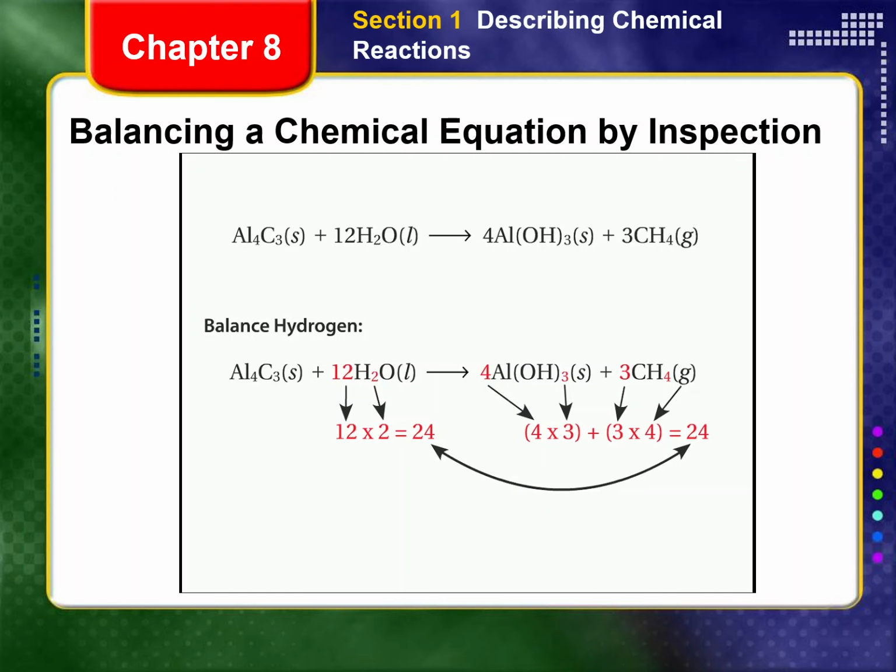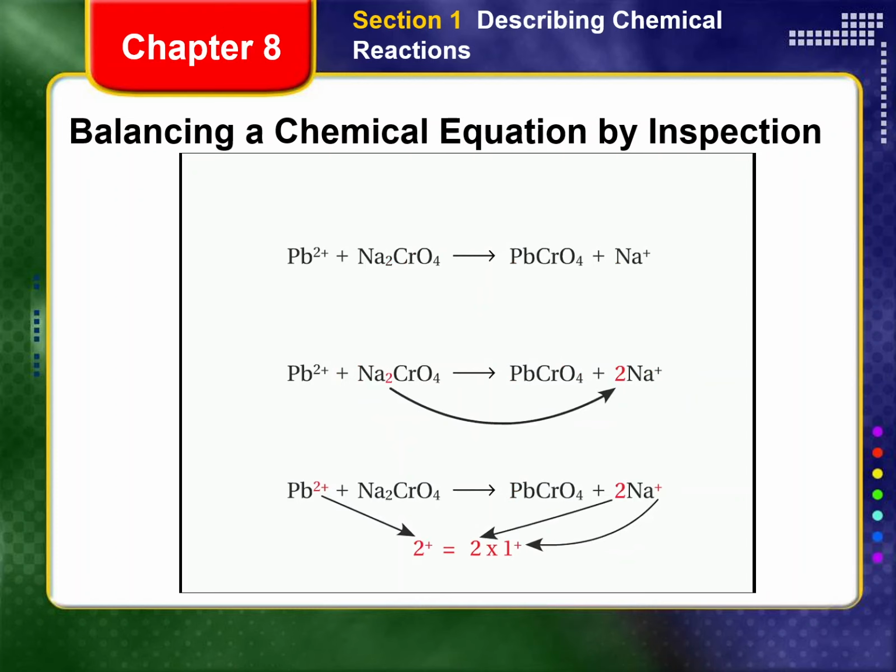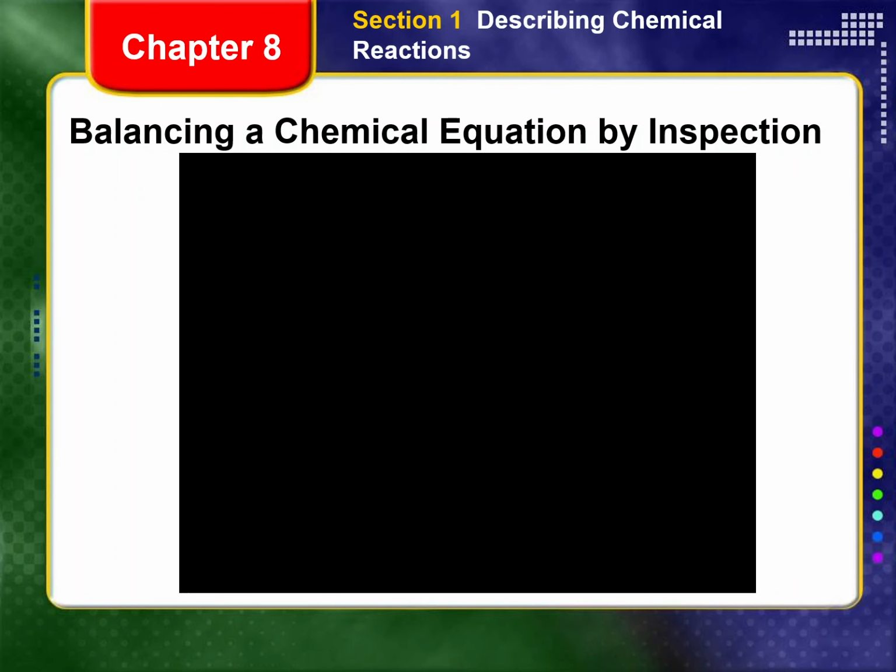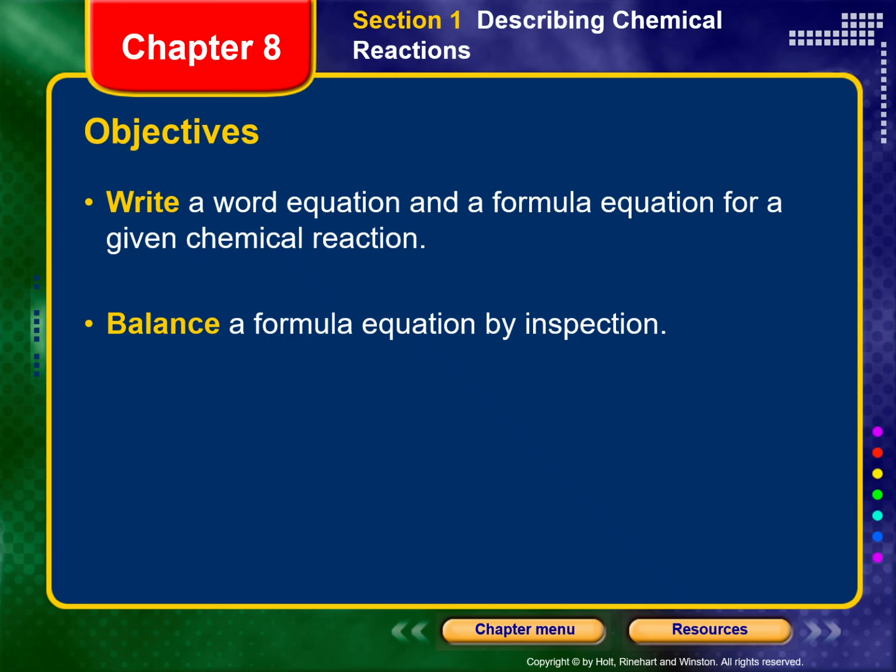We double-check to make sure the coefficients have been reduced to the smallest number possible. In cases where you have polyatomic ions, you can balance the ions as whole units if they appear on both sides of the equation. Always be sure to make sure the charges balance. At this point, you should be able to write a word equation and a formula equation for a given chemical reaction, as well as balance a formula equation by inspection.